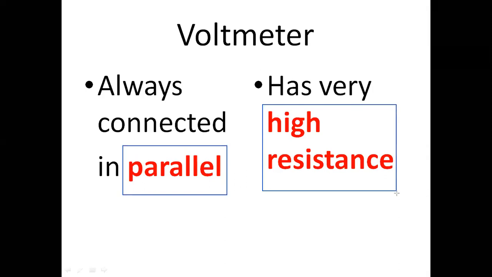Just write these points down for now, because we are not going to discuss it more. We are just going to memorize it, and then when the series parallel circuit comes, we'll take this topic again: why it is to be connected in parallel, why it has high resistance. We'll talk about it in detail, but for now, because you don't have prior information, there is no point in discussing them. Just write it down in your notebook. Voltmeter is connected in parallel and it has high resistance.